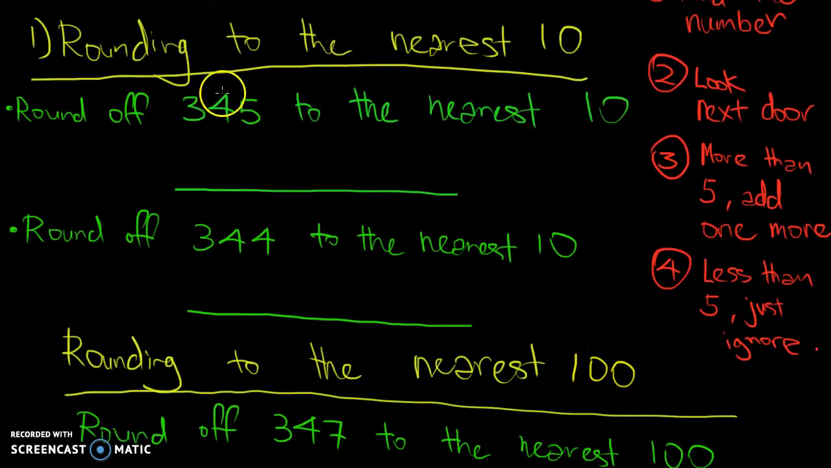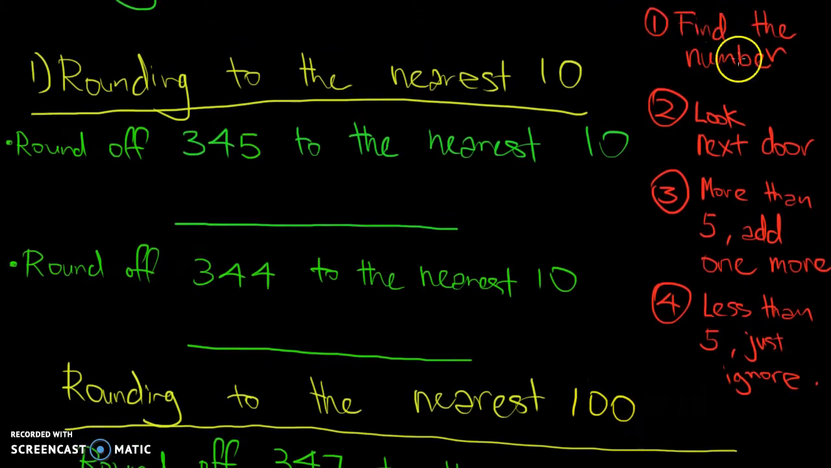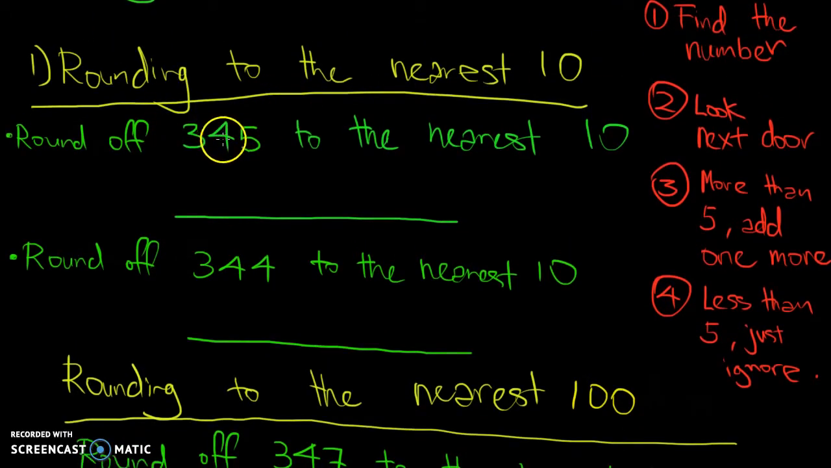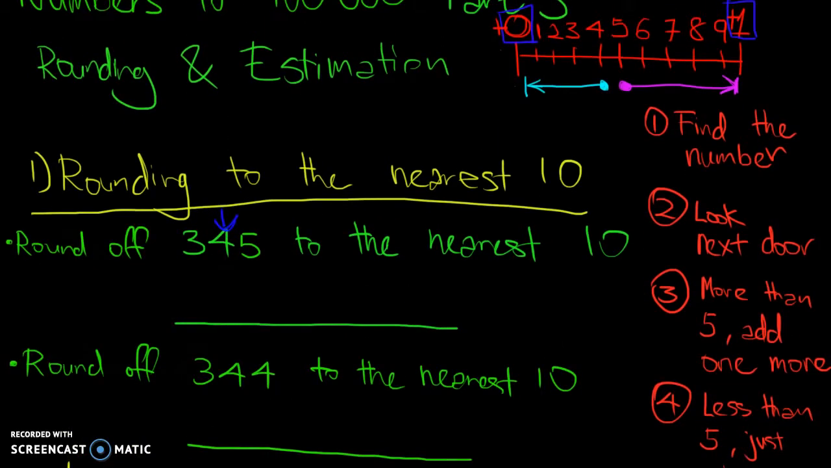So this is the method. First, you find the number that I'm referring to. When they say nearest 10, I choose the number that is in the tens place. So this is in the ones place, and this is in the tens place. So this number is Mr. Important. What happens to this number? It will either plus 1 or plus 0.